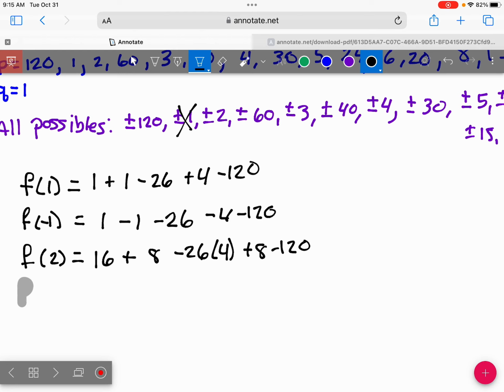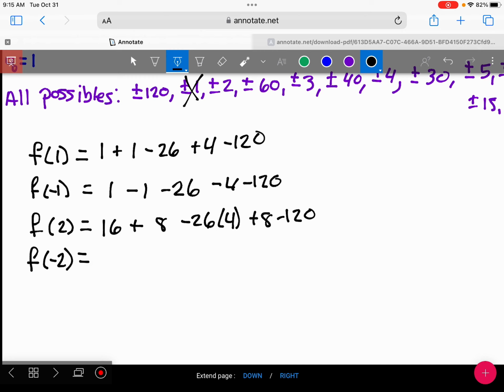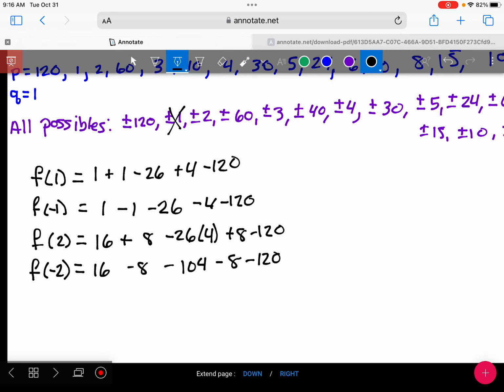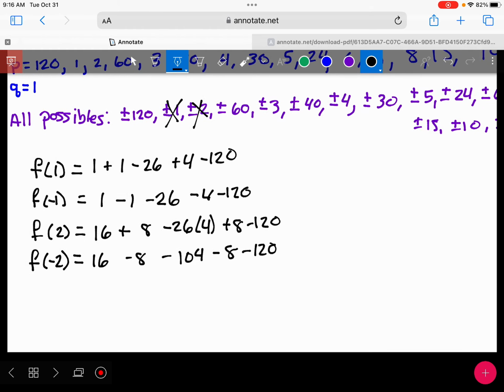So it's not 2. Let's try negative 2, because then maybe I can cross something out. You have to do this to all of them until we find one. So let's try negative 2, because then I can cross the 2s out if it doesn't work. So we'll have 16 minus 8 minus 26 times 4, which is actually 104, minus 8 minus 120. Is that going to be 0? No. Do I care what it really is? No. Move on with our lives. We know it's not in the 2s. I think 5 is going to be the one. So let's jump and check 5.